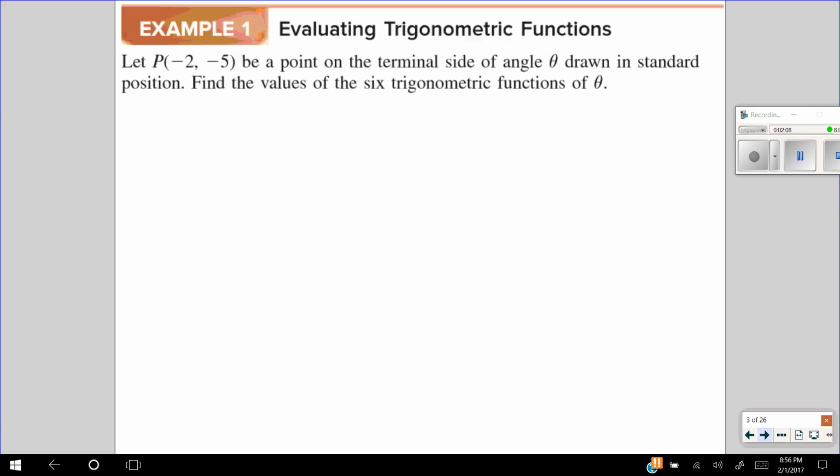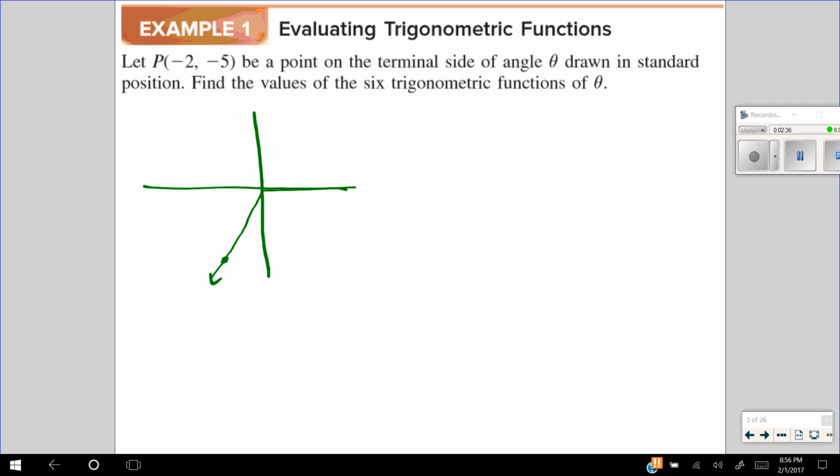Okay? So here's our first example. It says, let P, the point (-2, -5), be a point on the terminal side of angle theta drawn in standard position. So first thing I'm going to do is just draw my coordinate plane. And then on that coordinate plane, the point (-2, -5) is maybe somewhere around here. So I'm going to draw my angle in standard position to that point.